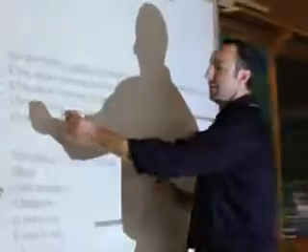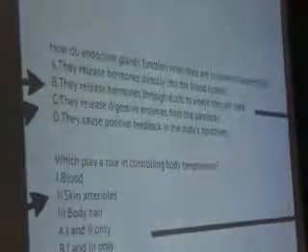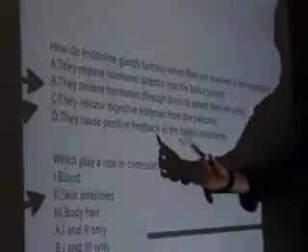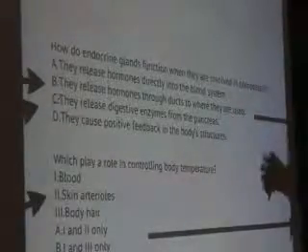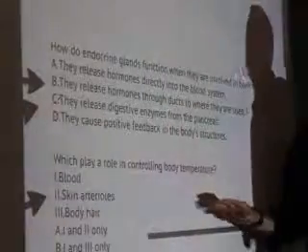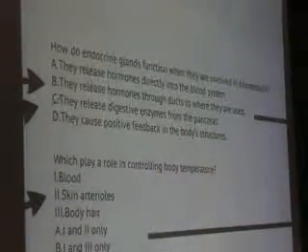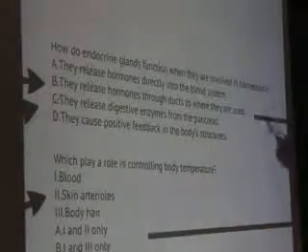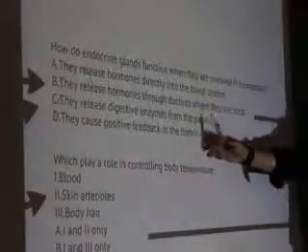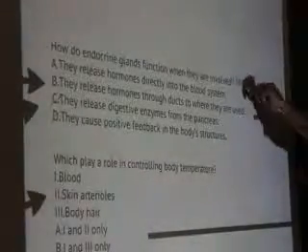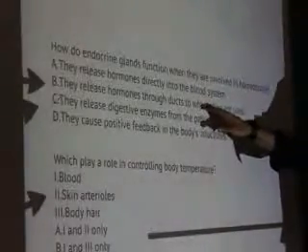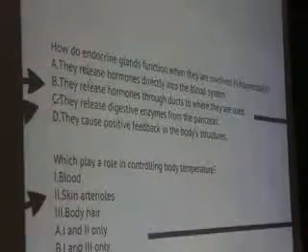Yeah, we can eliminate C because they're not going to release digestive enzymes. That's not what endocrine glands do. Do they cause positive feedback or do they cause negative feedback? What's more common? Yeah, they're actually going to be responsible for negative feedback that's going to help regulate body systems. So now we're left with, do they secrete hormones directly into the bloodstream, or do they go through ducts? When it comes to homeostasis, most of the time, the hormones are going to directly secrete into the bloodstream. So the correct answer here is A, that practice question.